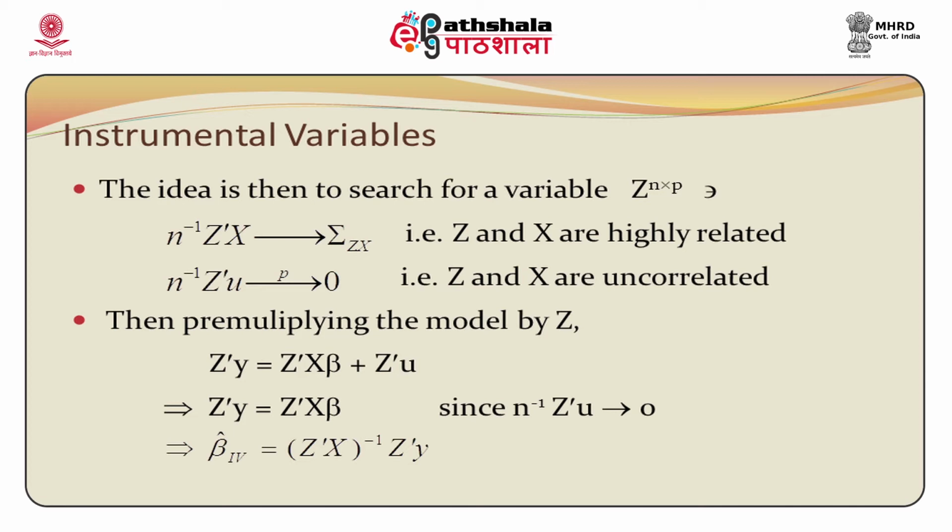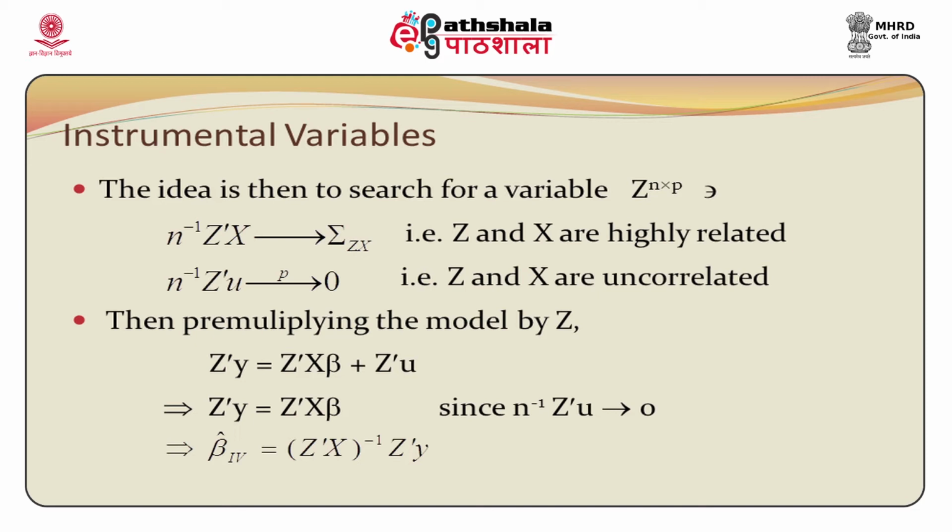That is, it is a p variable matrix. There are p variables, and of course the n observations should give us Z, where Z has dimension n by p, and Z should be such that (1/n) Z'X should be going to some constant Sigma_zx, that it should be highly related to X. So it should resemble X as closely as possible, and more importantly, (1/n) Z'u should be going to 0 in probability. So it should be uncorrelated with u and should be as closely related to X as possible.